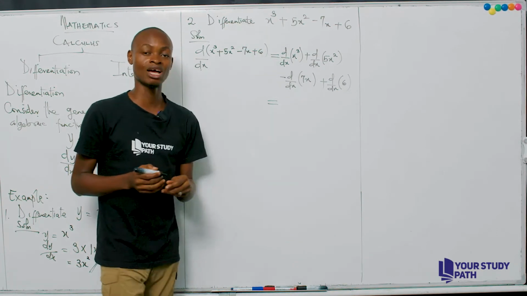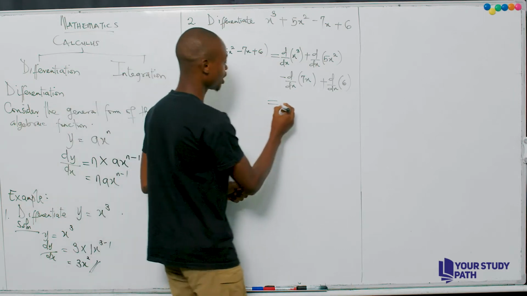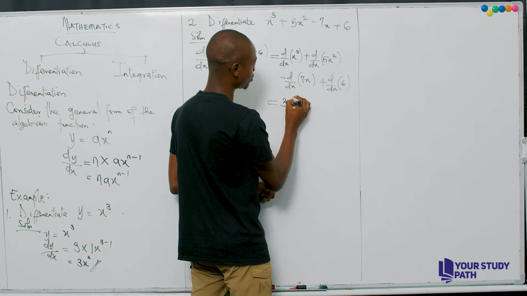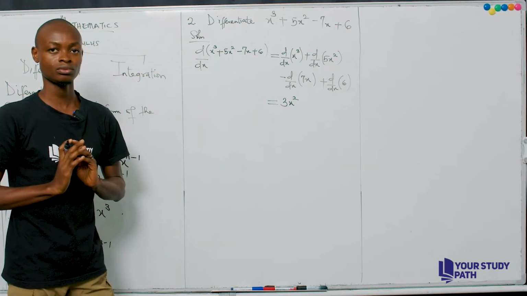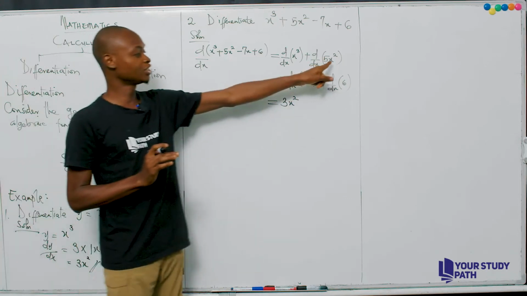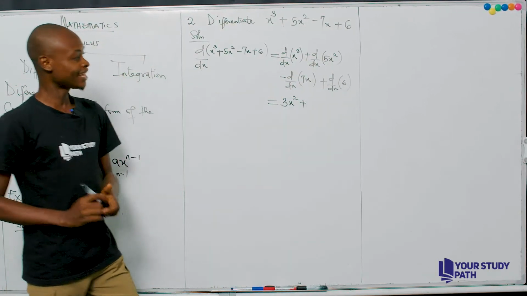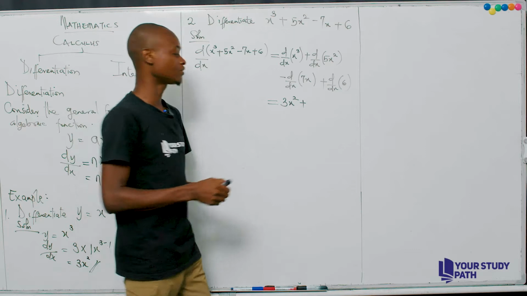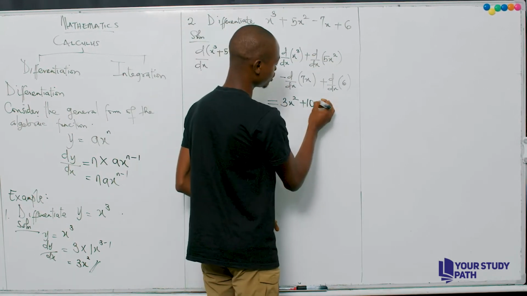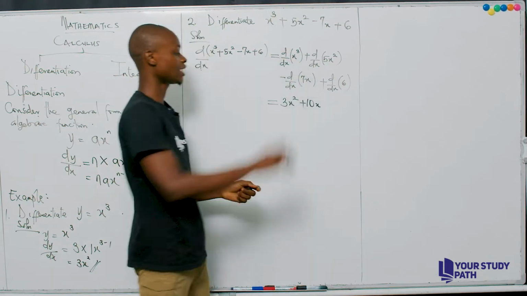Differentiation of x cubed. Remember, you take the power, multiply the coefficient. So you have this as 3 times 1, which is 3. X raised to the power 3 minus 1. That will give us 2. This follows the same principle as this one. For this one, remember it is plus differentiation of 5x squared. Take the power, multiply the coefficient, 2 times 5, that gives you 10. X, 2 minus 1, which gives you 1. So you can have 10x raised to the power 1, or you can just write it as 10x.